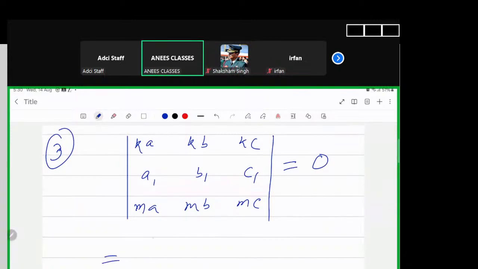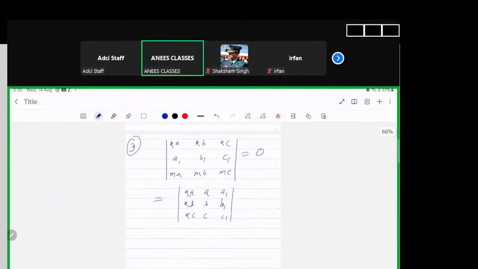Similarly, this will also be 0. How? Let K, KB, KC, A, B, C, A1, B1, C1. You will also get 0. Okay? Yes, sir.